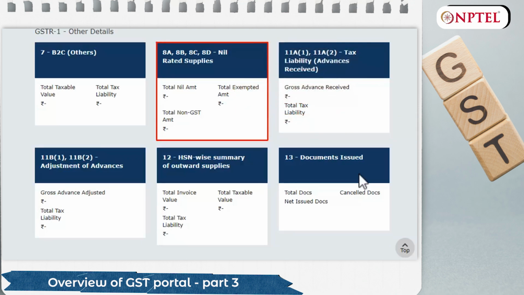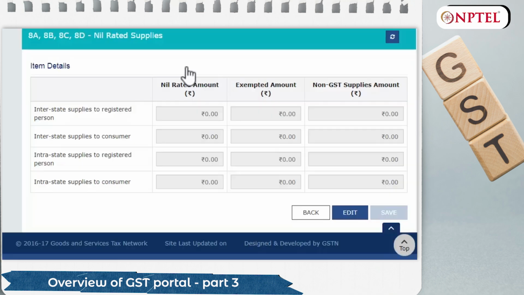Click the Nil Rated Supplies block to open its field as shown. The categories shown here are interstate supplies to registered person, interstate supplies to consumer, intrastate supplies to registered person, and intrastate supplies to consumer. For these categories, you can specify the value of supplies that were either Nil rated, exempted excluding Nil rated, and non-taxable or categorized as non-GST supplies.